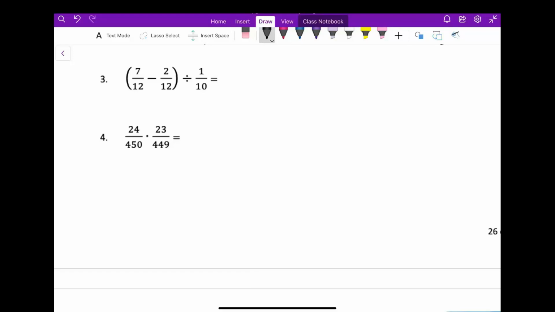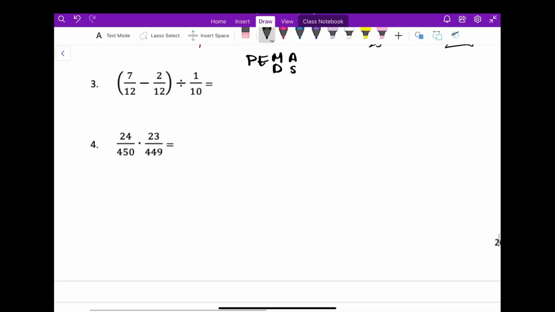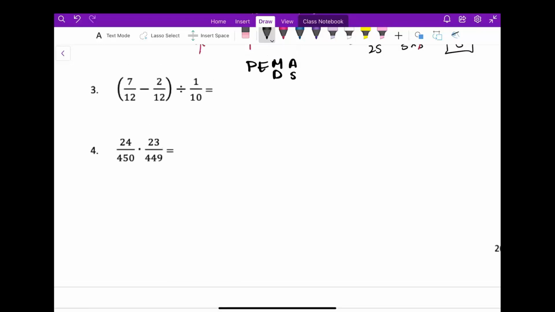Question number 3. Let's remember to always write out our order of operation so that you have something to follow. I call it a game plan. The first thing we see is parentheses. So I look in the parentheses to see if there's anything I can do.